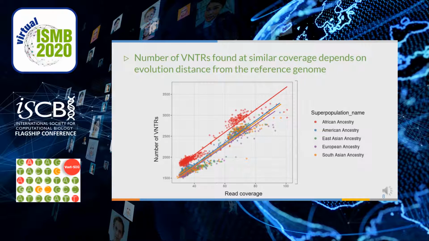And you can see for the same read coverage, we find more VNTRs for people with African ancestry, which is the red line here. And you can see we find the least for European ancestry. This is expected as the reference genome consists of mainly European ancestry.